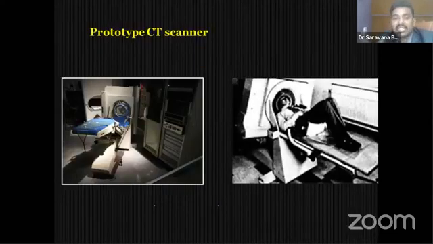This is the first prototype CT scanner. It was very helpful for neurosurgeons initially, because the brain is completely covered by dense skull bone. Neurosurgeons want to separate the bone from the gray matter, white matter, and corpus callosum. That is very difficult from two-dimensional radiography. Mostly, computer tomography technology was developed for neurosurgery only. After that, it has been developed for each and every field, medicine as well as dentistry.